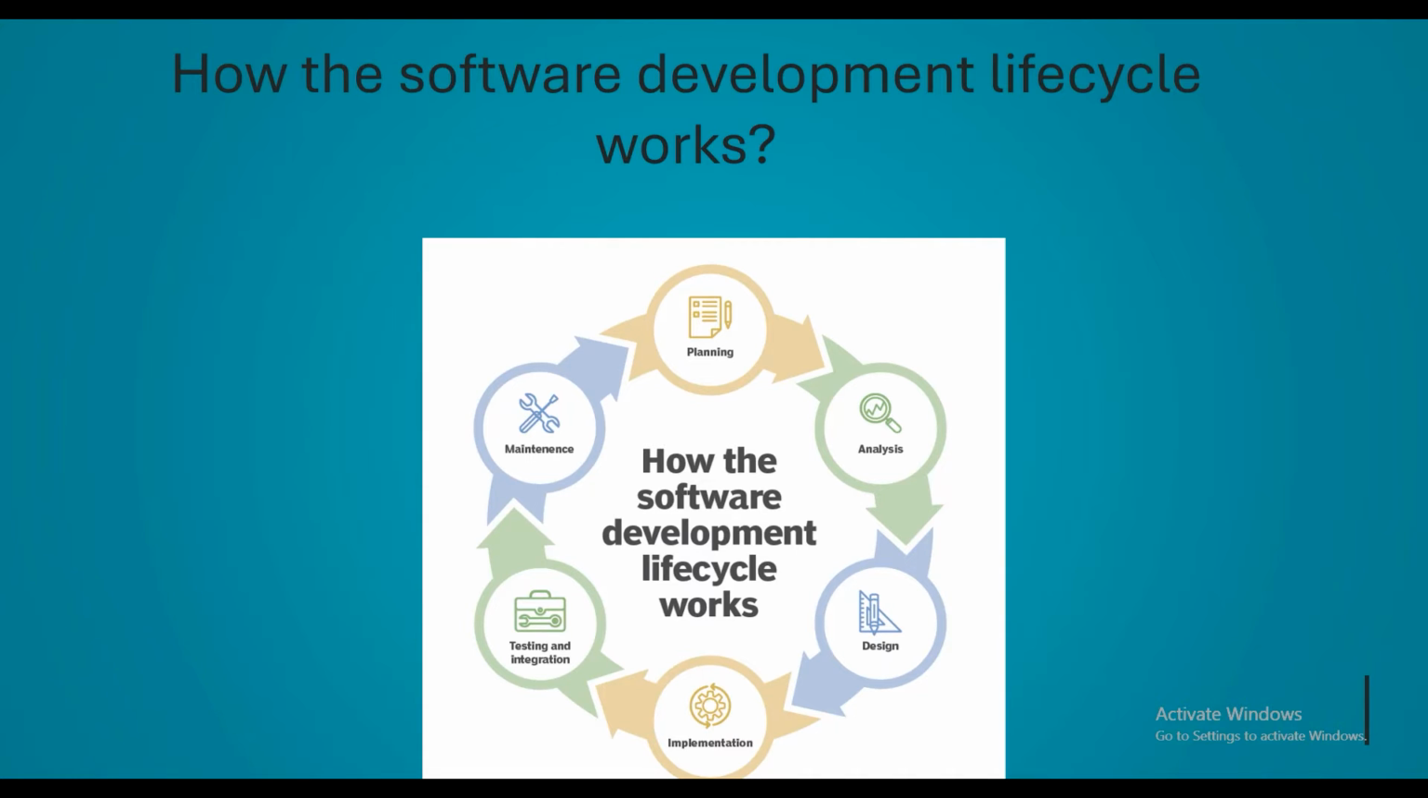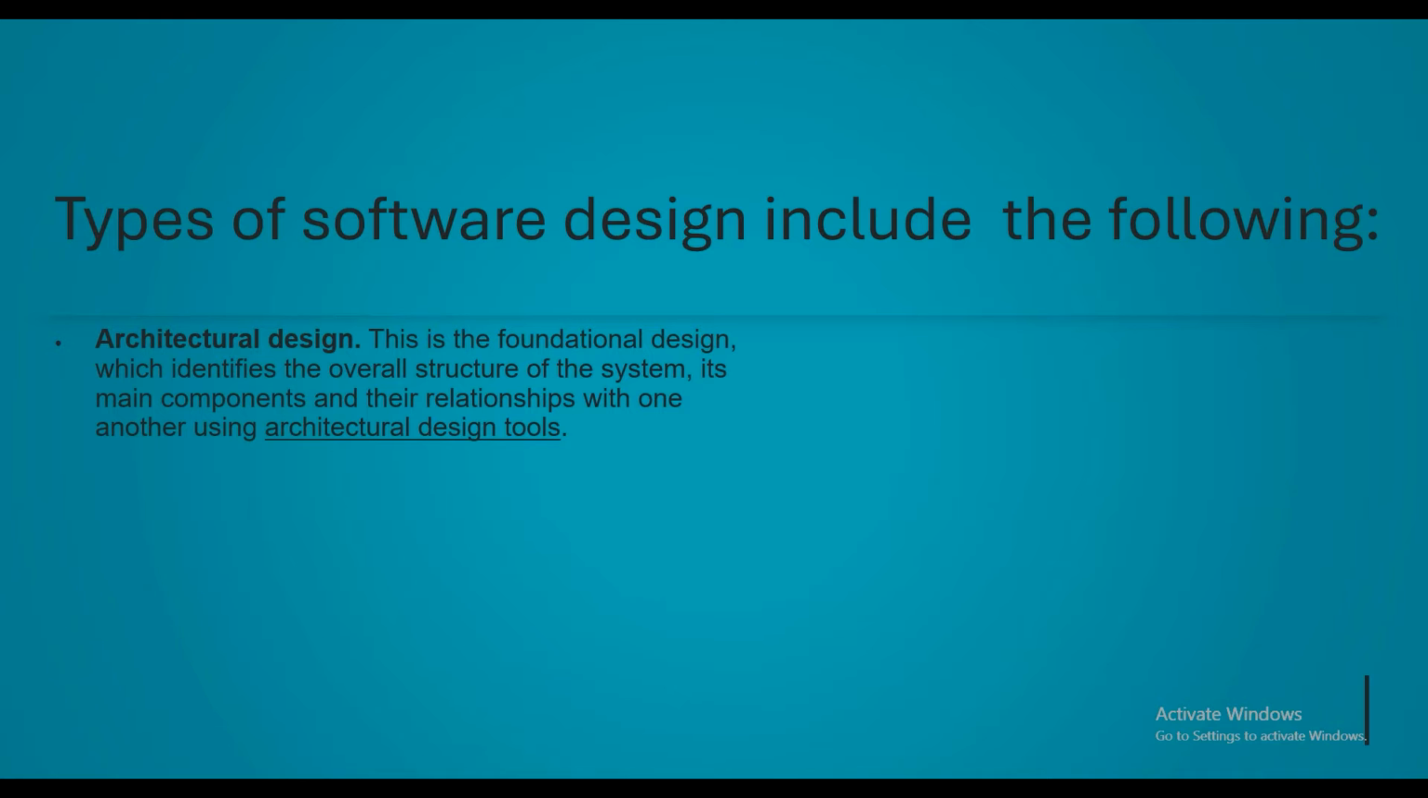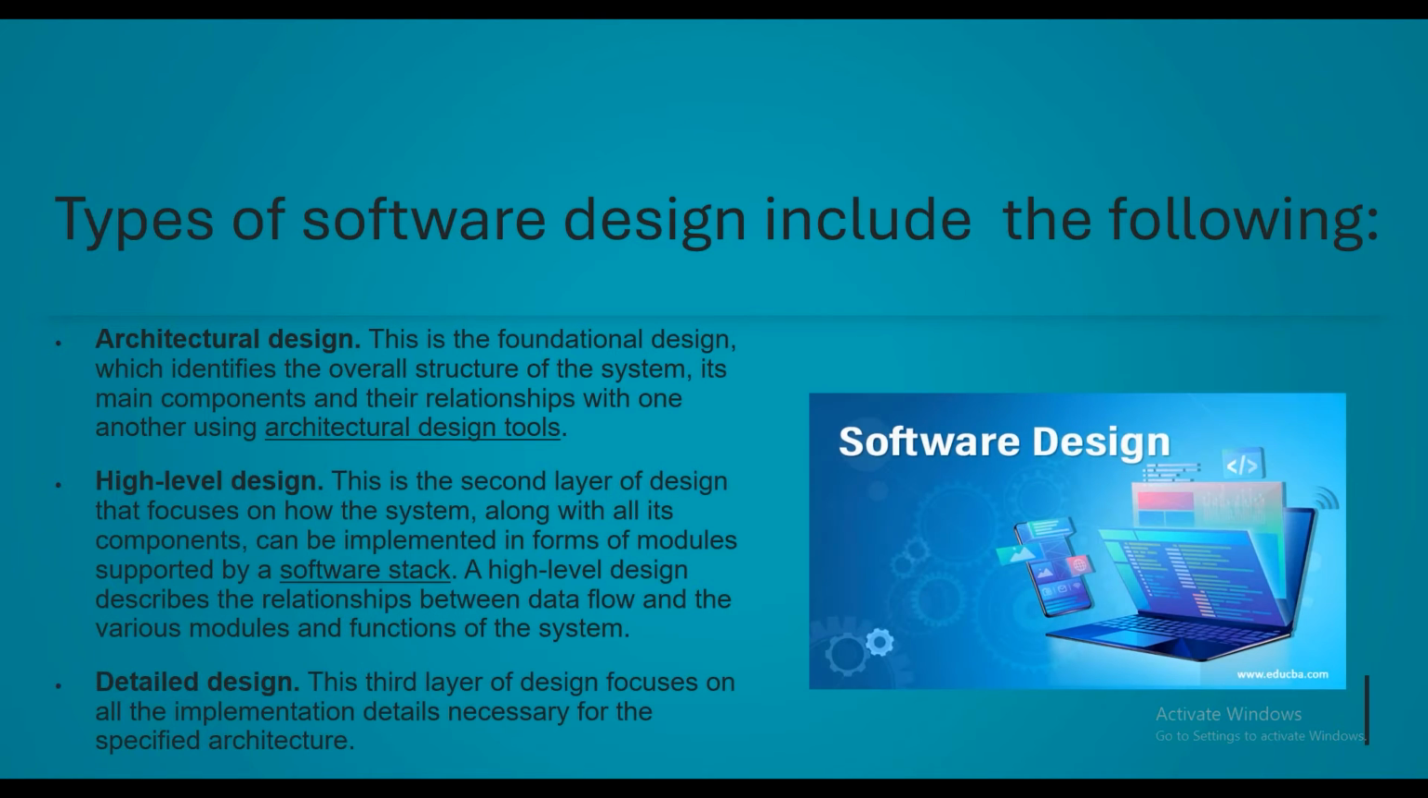So now we will talk specifically, with more details, about the design. There are also types of software design, including the following. First, architectural design. This is a functional design which identifies the overall structure of the system, its main components, and their relations with one another using architectural design tools.